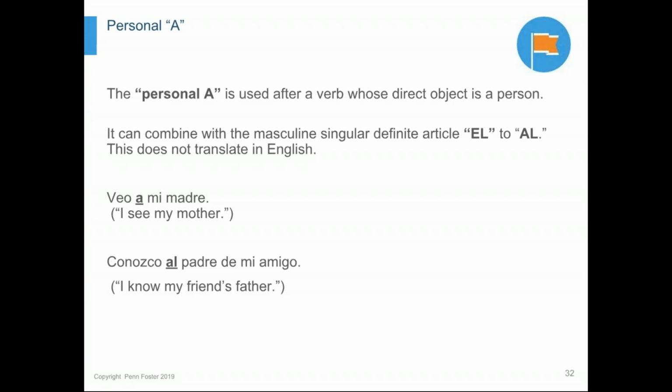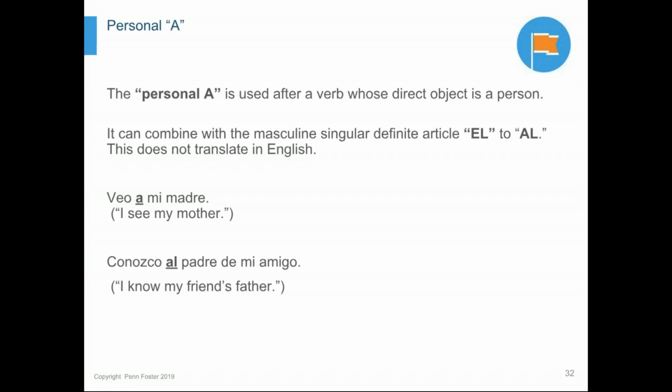Again, the al doesn't have any English translation. You simply go straight from the verb to the object. I know him, meaning my friend's father, but the personal a, or at least this form of the personal a, is absolutely necessary in the Spanish language.